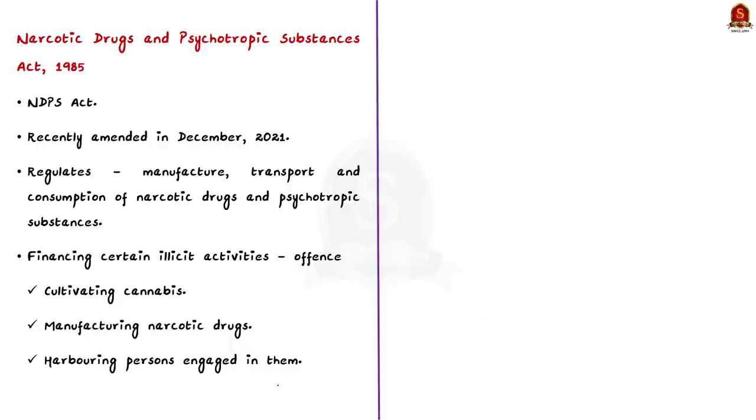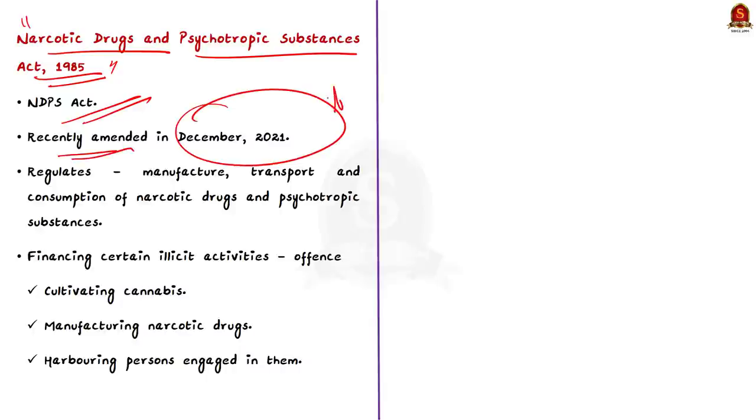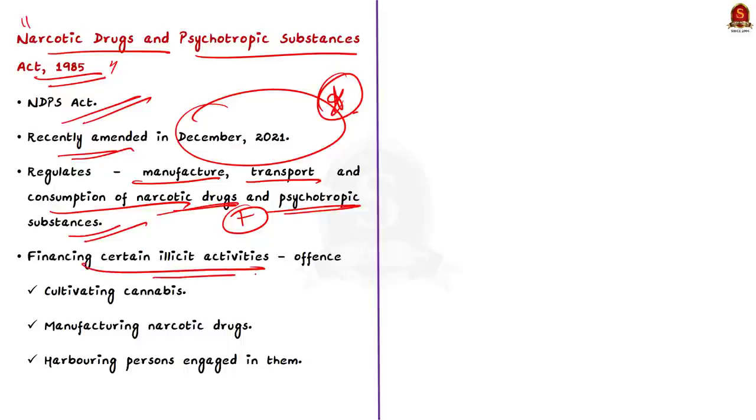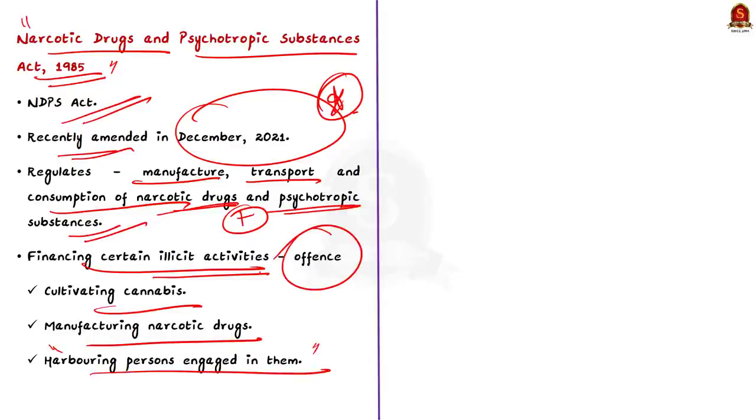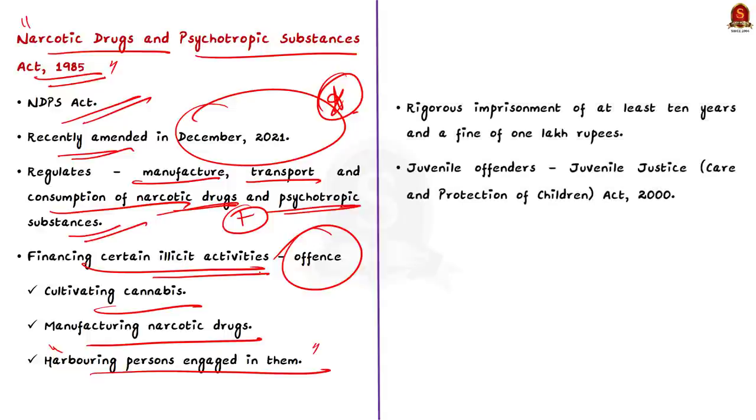So to address this, our government came up with an act called the Narcotic Drugs and Psychotropic Substances Act in the year 1985. It is commonly referred to as the NDPS Act, and it was recently amended in December 2021. The Act regulates certain operations such as manufacture, transport and consumption of narcotic drugs and psychotropic substances. Under the Act, financing certain illicit activities such as cultivating cannabis or manufacturing narcotic drugs or harboring persons engaged in them is an offence. So persons found guilty of these offences will be punished with rigorous imprisonment of at least 10 years, which is extendable up to 20 years, and a fine of at least 1 lakh rupees.